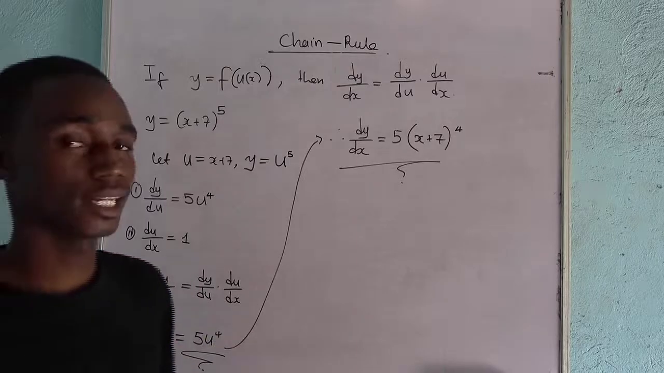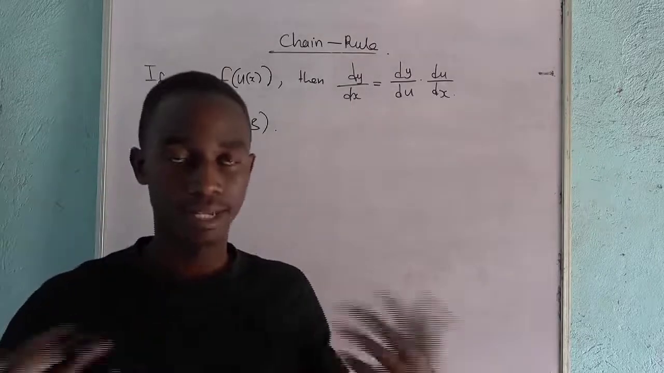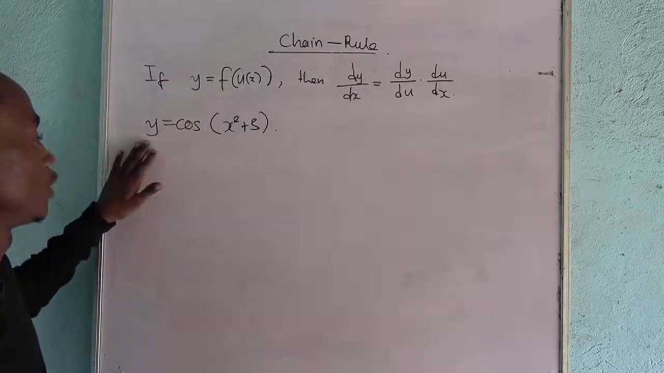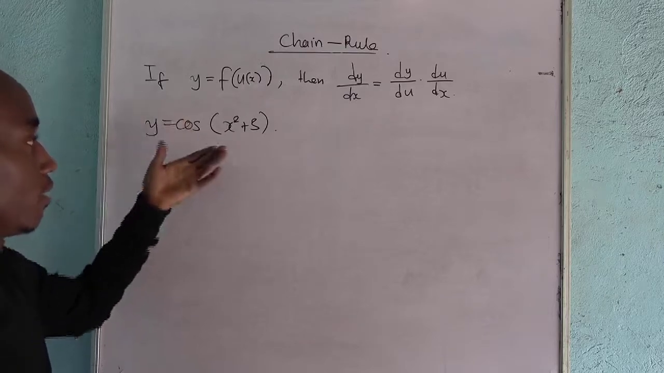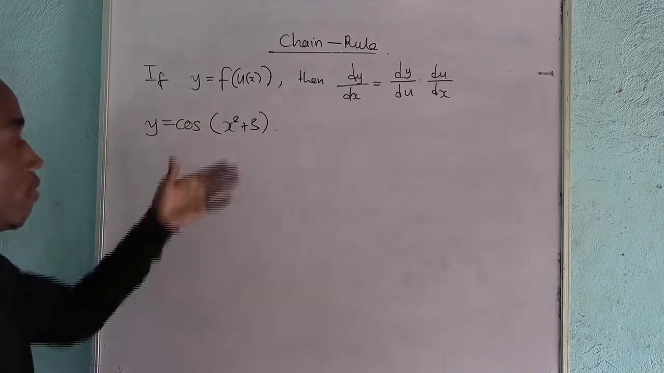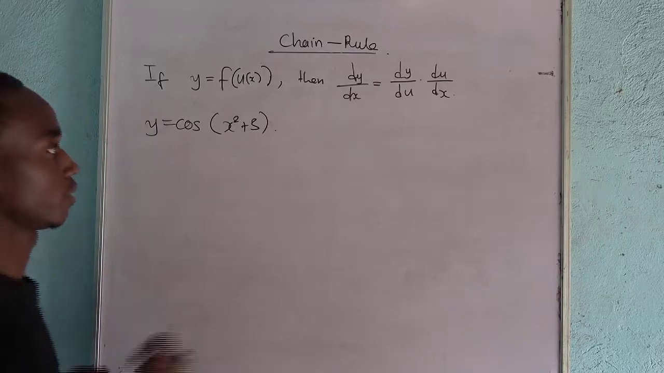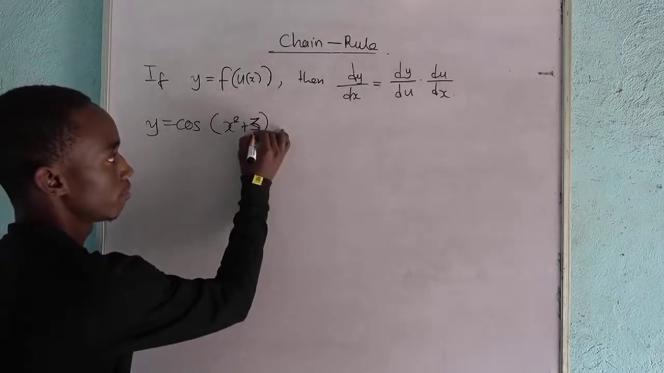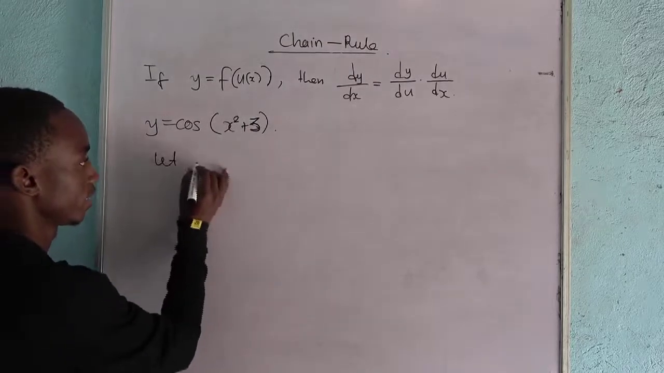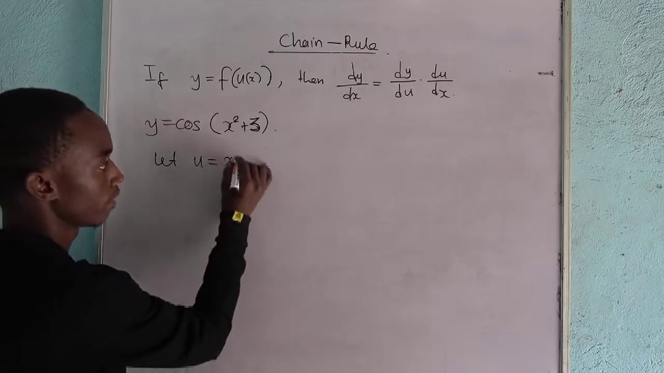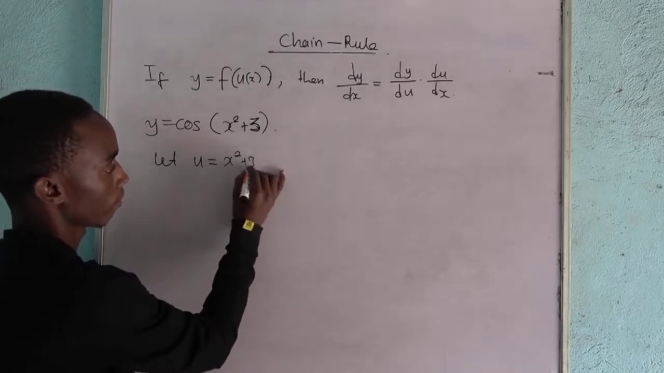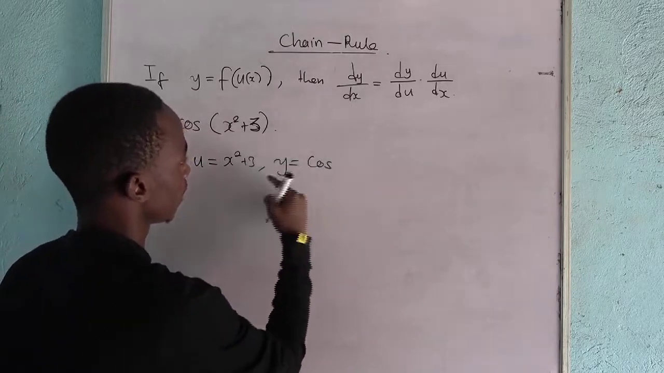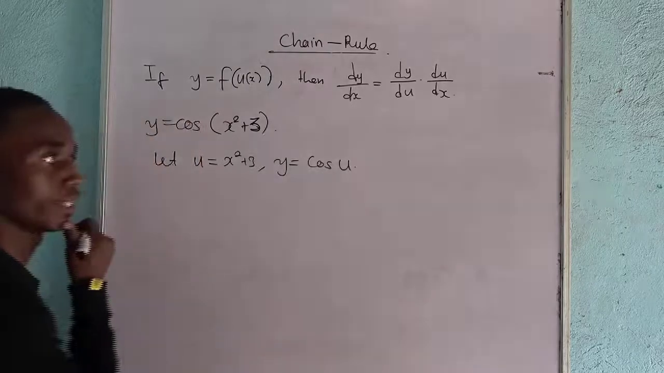So we can then look at another similar example. Okay, so now we have another example again. This example will still be based on the chain rule. We have a function y equals cos, and then we have another function within a function, which is x squared plus 3. Solving for this problem, we let u be equal to this, so that our y looks something like cos u.